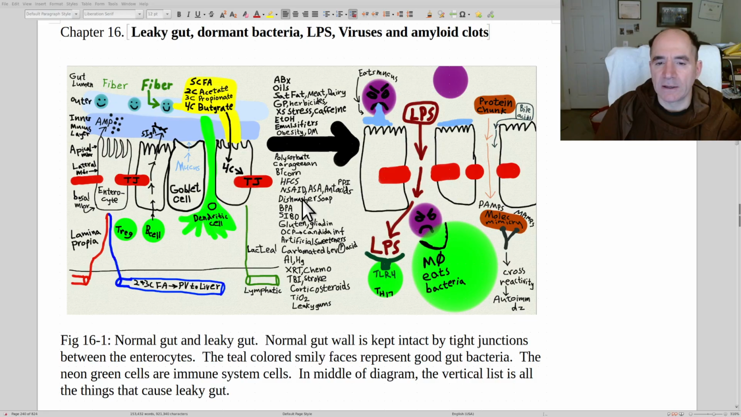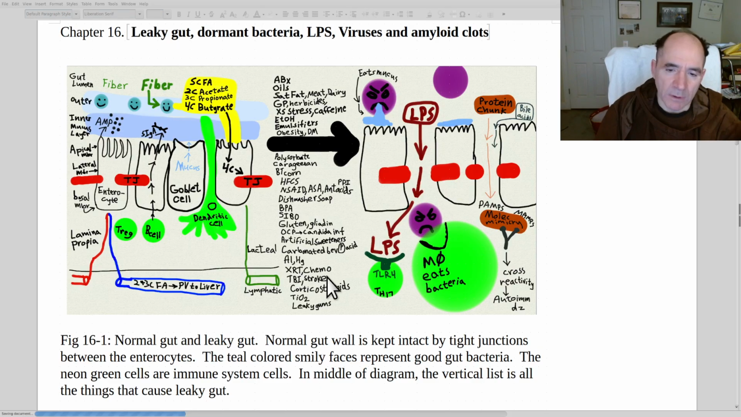Some medicines do, like NSAIDs, non-steroidal anti-inflammatory drugs, like Motrin, ibuprofen, all those types of NSAID drugs. ASA is acetylsalicylic acid, just a fancy way to say aspirin. Increase with PPIs, antacids. Dishwasher soap can lead to these things. There's a lot of things. BPA, bisphenol A, the hard plastics. SIBO, small intestinal bacterial overgrowth. Gluten protein in some people. Oral contraceptive pills increasing candida risk as well. Artificial sweeteners can do it. Phosphoric acid in some of the soda pop drinks. Aluminum, mercury, radiation therapy, chemotherapy.